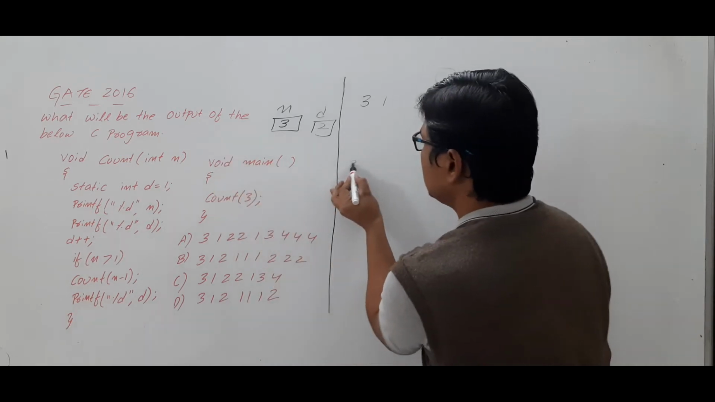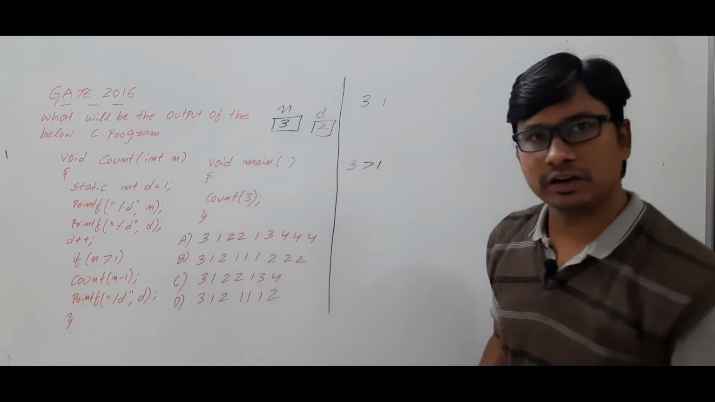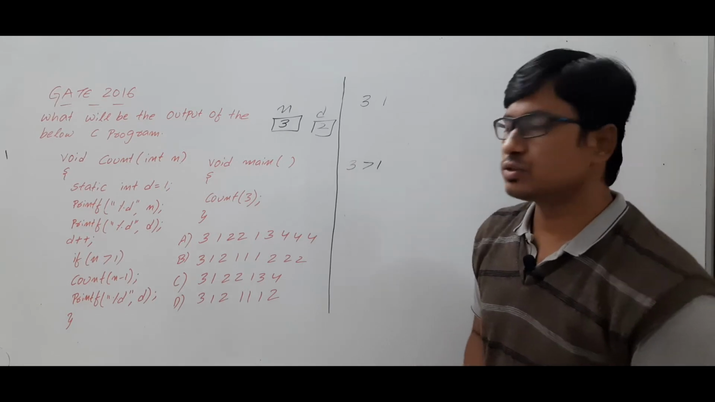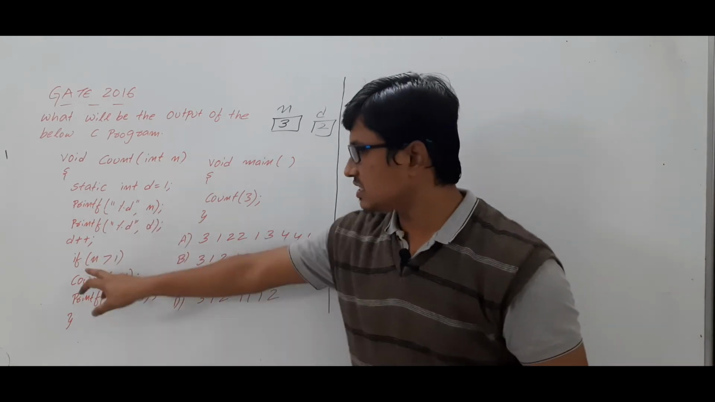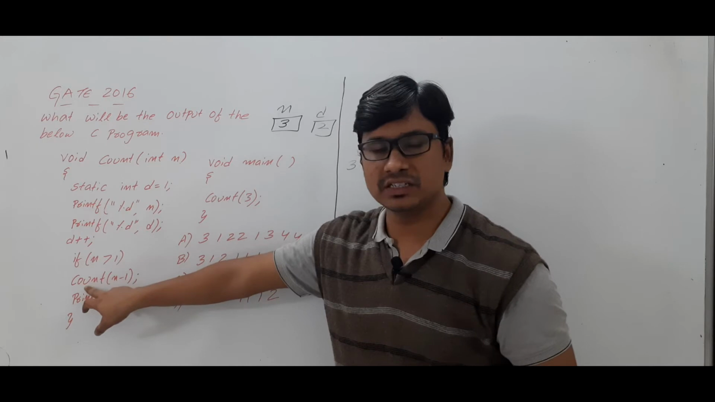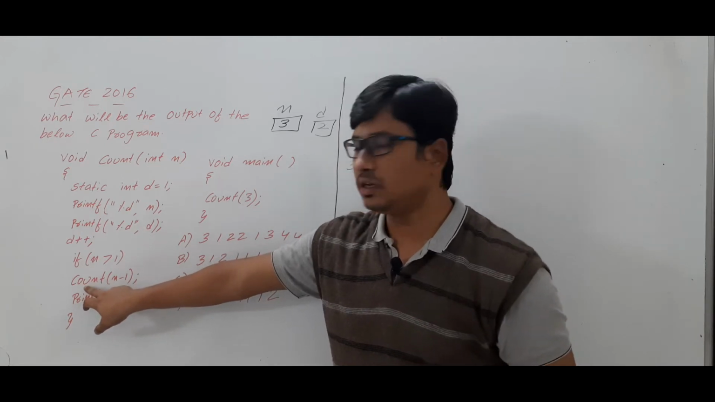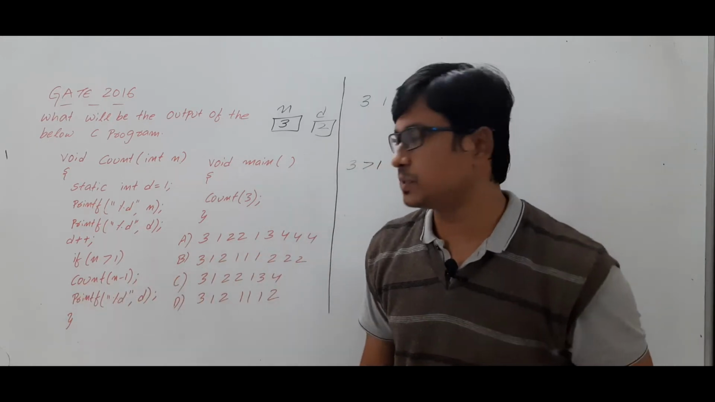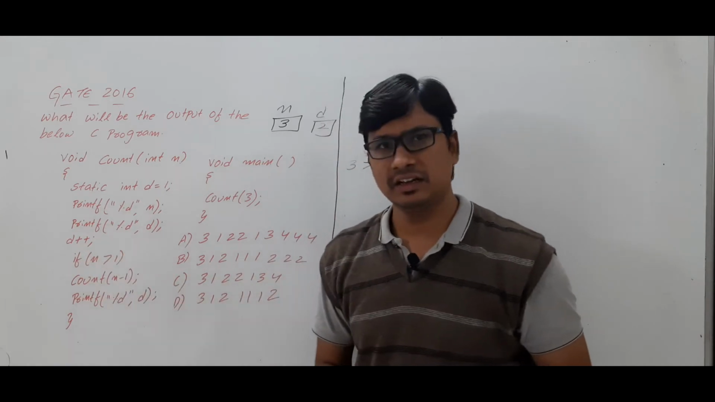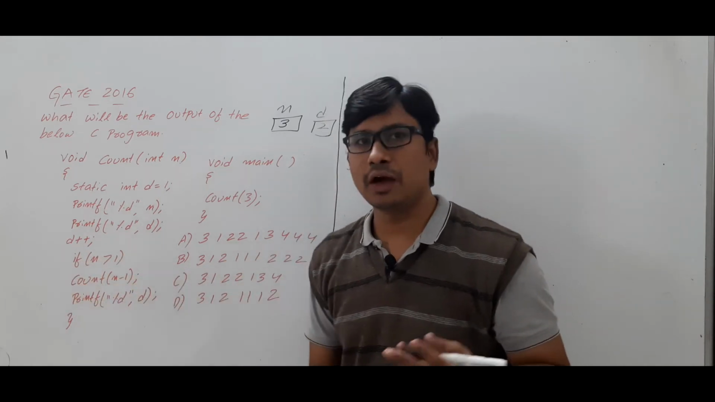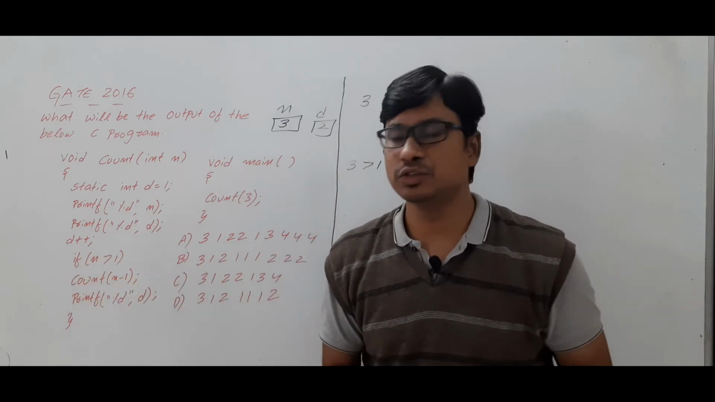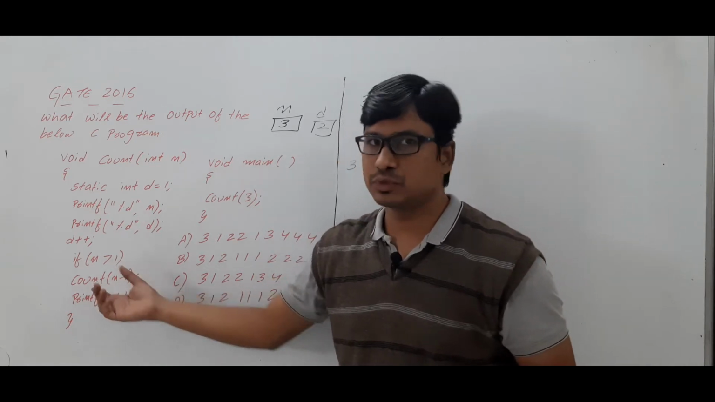Good. Now if n is greater than 1, what is the n value currently? 3. So is 3 greater than 1 or not? Yes, 3 is greater than 1. So this condition is true. If this condition is true, whatever the statement is there, you need to execute. A lot of students who are beginners especially will say, sir, this is an error, because an if condition should have the curly braces, open and closing. You did not write them, so it is an error.